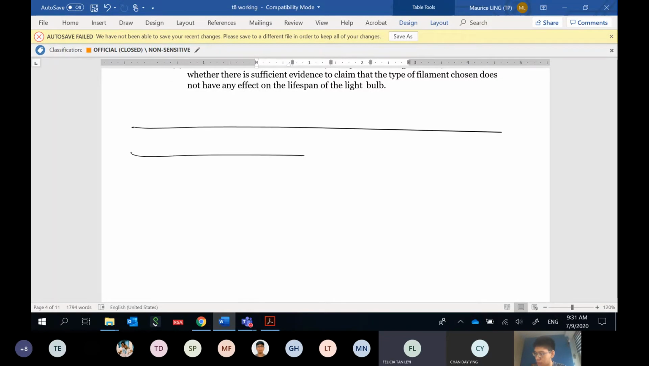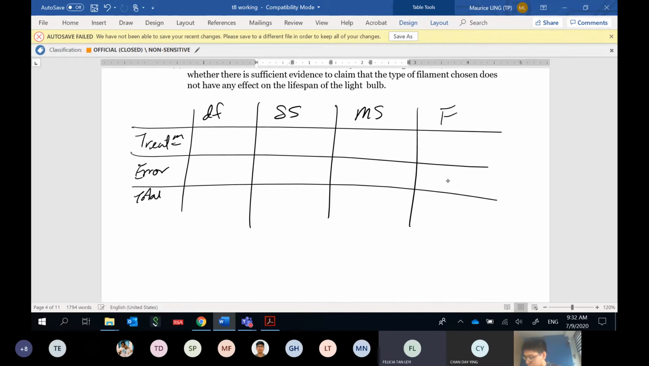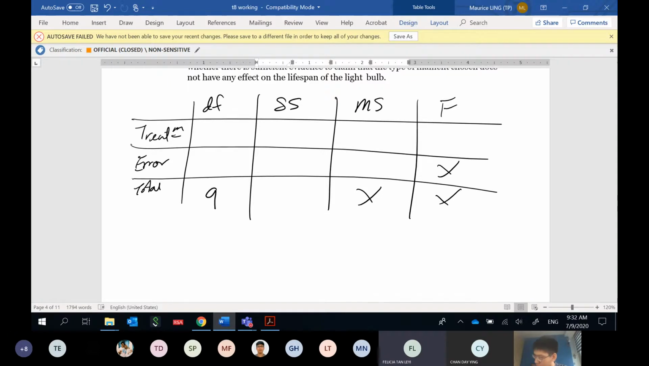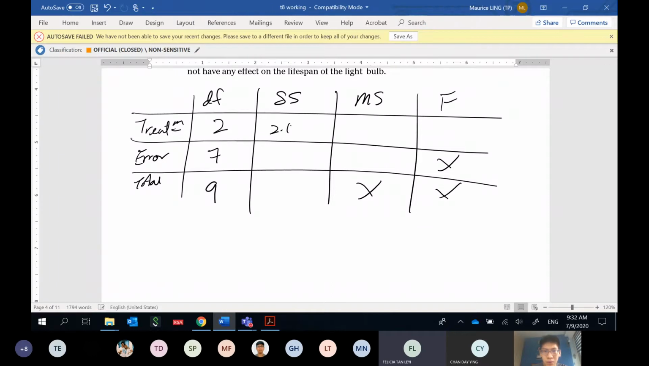So let's do the table again. Treatment, error, total. Degrees of freedom here, sum of squares, mean sum of squares, and your F statistic. Okay, so what is the total degrees of freedom? 9. Okay, treatment? 2. Error is 7. Okay, good. Then the sum of squares for treatment. 2.177. Okay, good. Error?